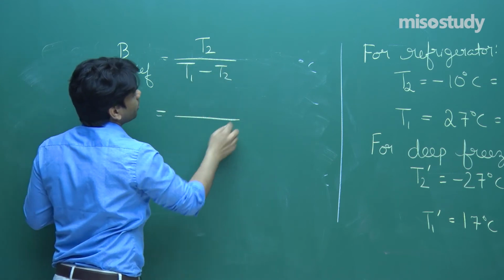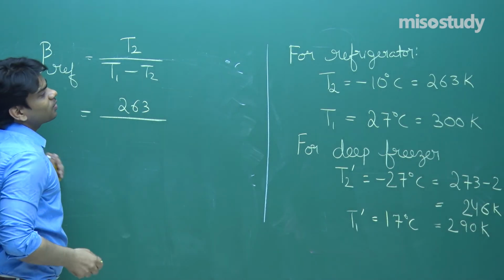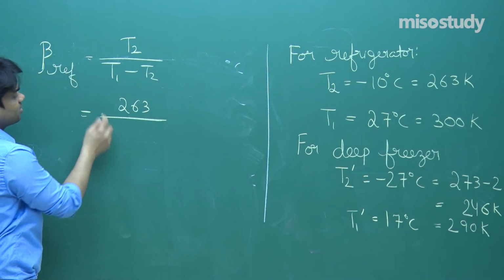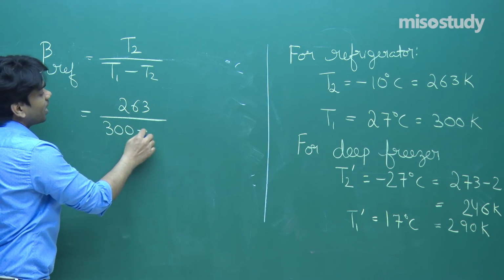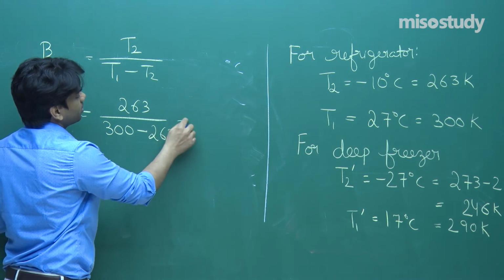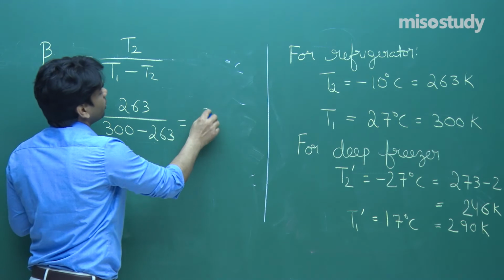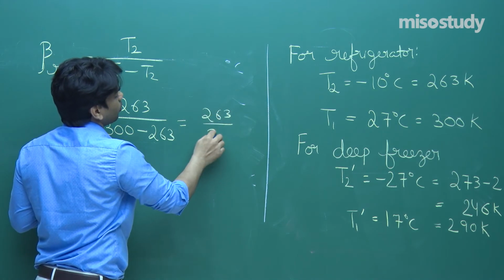So that will turn out to be, T2 you see was 263, divided by T1 as 300 minus T2, that is again 263. So that will turn out to be 263 divided by 300 minus 263, that will turn out to be 263 upon 37.